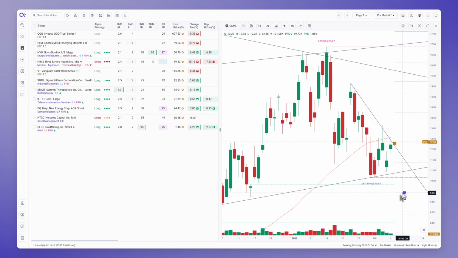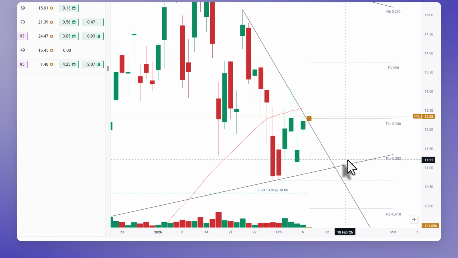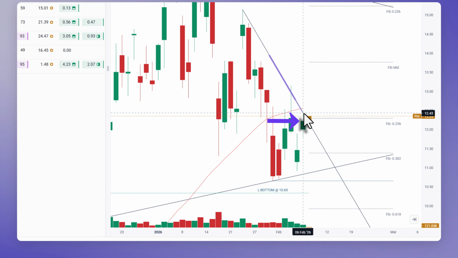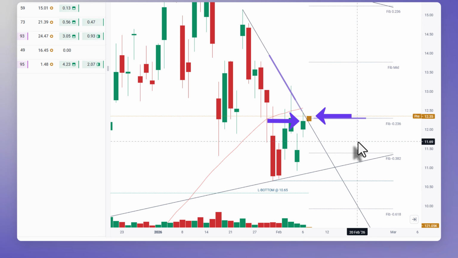For example, SGML closed at 12.22, which was below the trend line at 12.43, and below the Fibonacci level at 12.29. If it gaps open today around 12.35, it will be trading above both of these resistance levels.